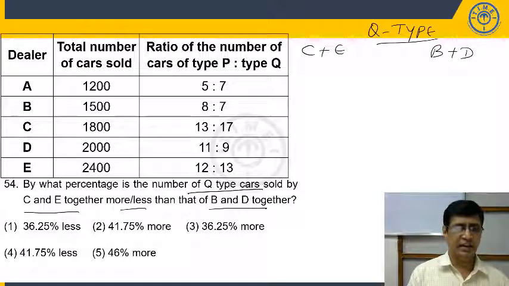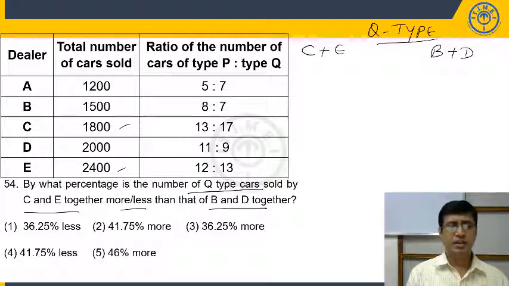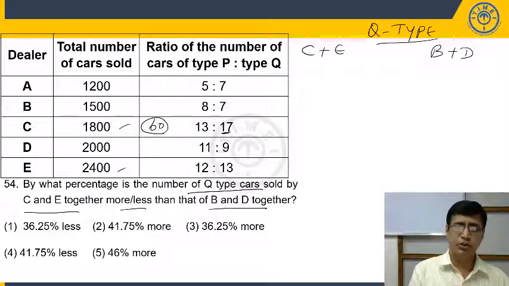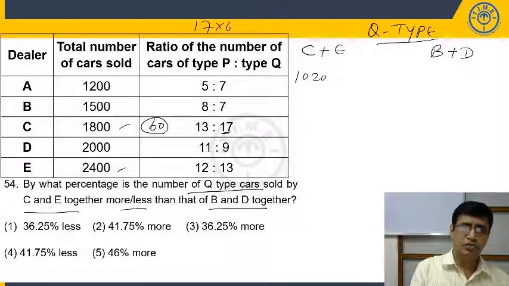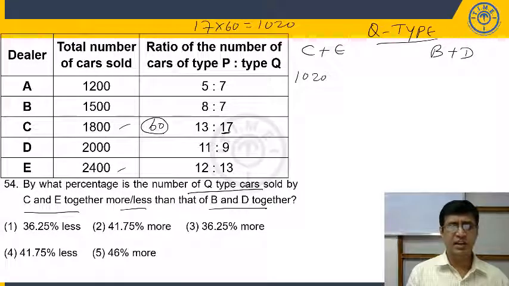So C and E. Now just look at the C and E. C and E, what is the one part value? We already did this calculation in the previous questions. So 1800 by 30. So how much is the one part? 60 is the one part. What is the Q type? 17 into 6. It is 1020. 17 into 60, 1020.